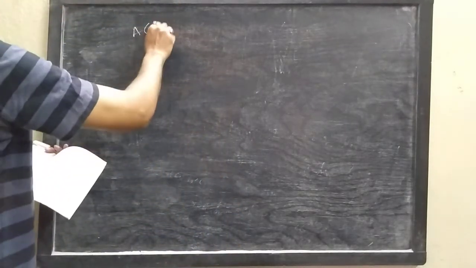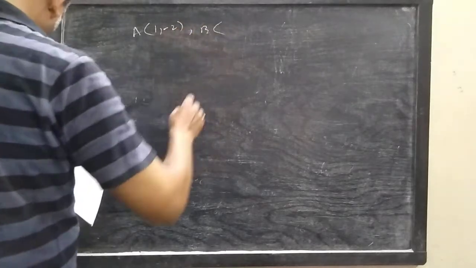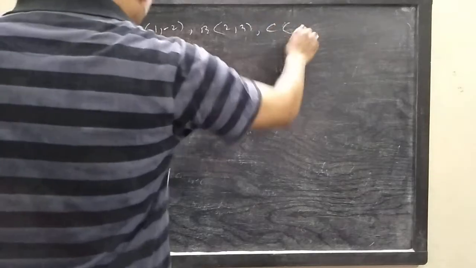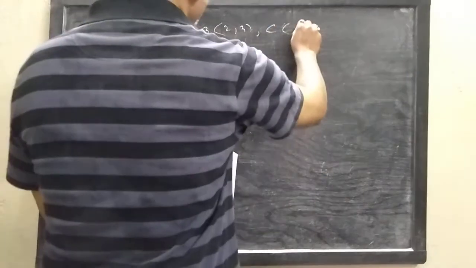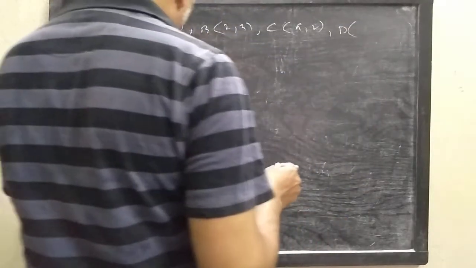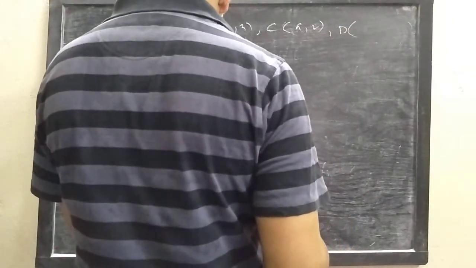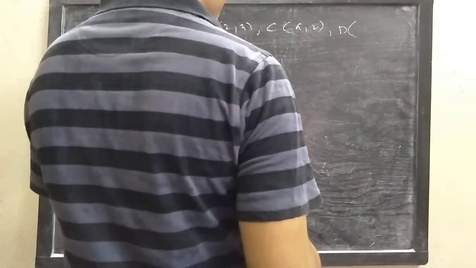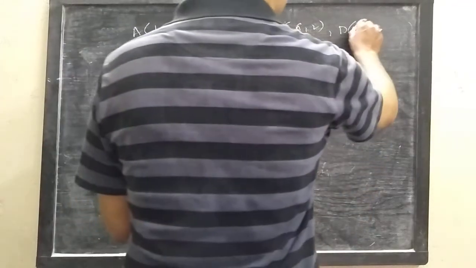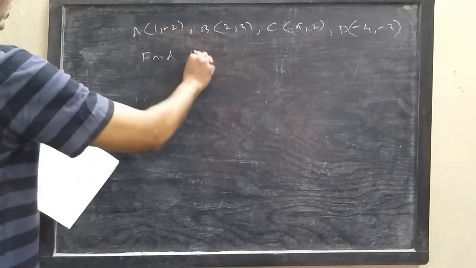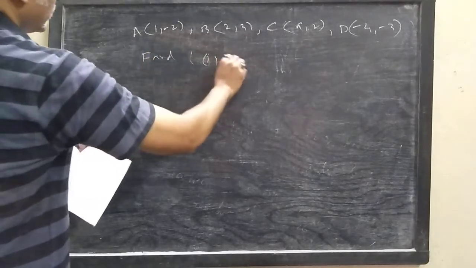A(1, -2), B(2, 3), C(a, 2) and D(-4, -3) are the vertices of a parallelogram. Find number 1, the value of a.